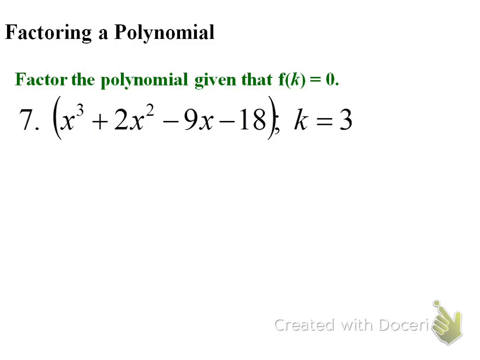All right, here's example number 7. Like I was saying, they're getting a little more difficult. You can see that the degree of the polynomial is going up. We're getting more terms. But we can use what we just learned to break it down a little bit. So this is saying that f of k is 0, meaning that if we plugged 3 into this function, we would get a 0.